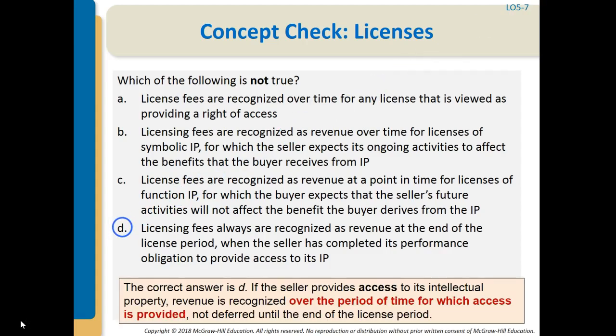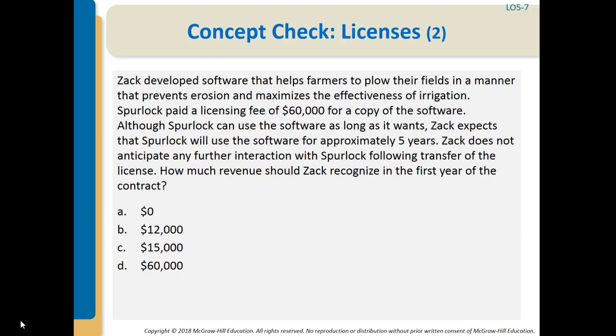So as you know, the correct answer here is D. If the seller provides access to its intellectual property, then revenue gets recognized over the period of time for which the access is provided, and it's not deferred until the end of the license period.